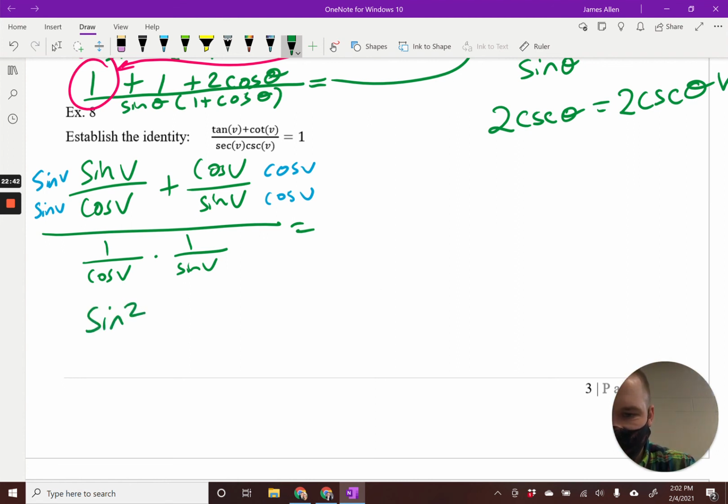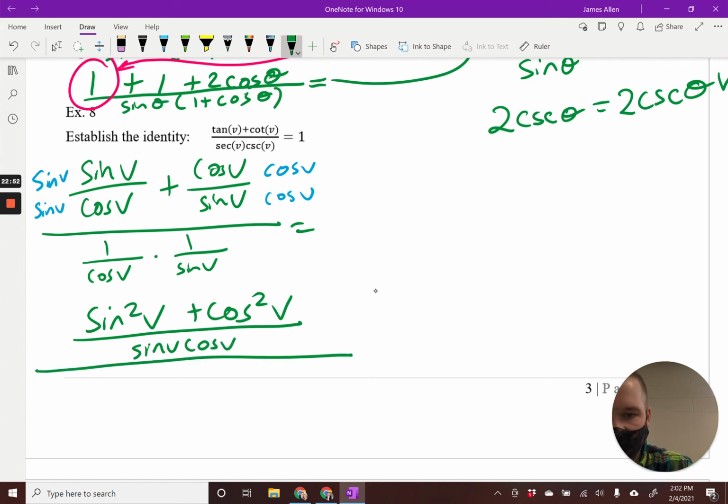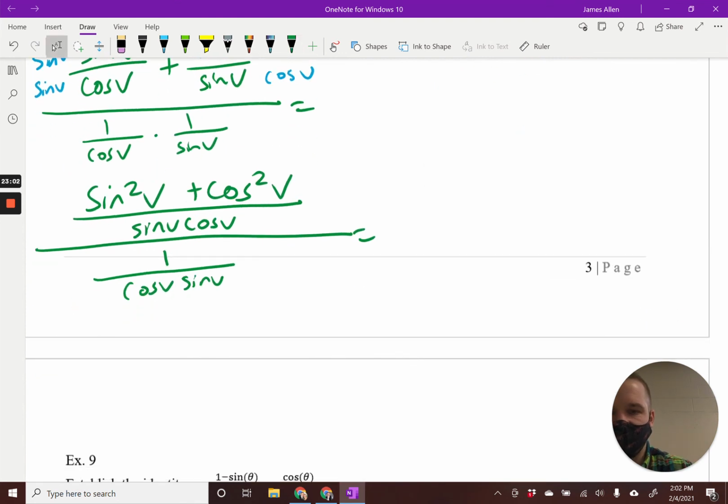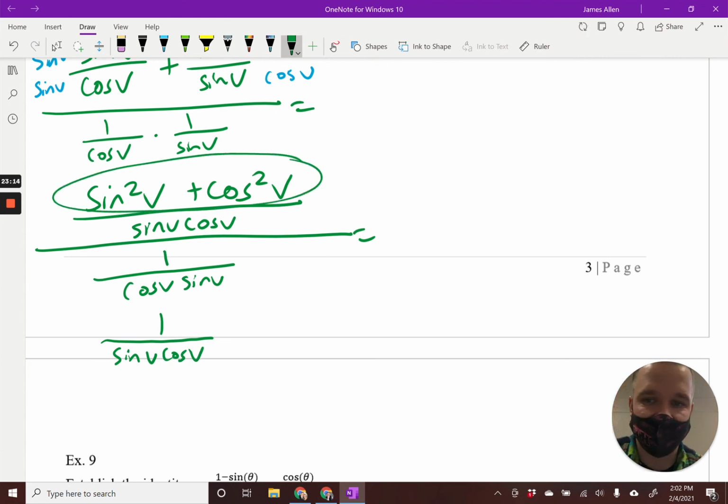So I have sine squared v plus cosine squared v over sine of v, cosine of v, all over 1 divided by cosine of v, sine of v. I'm seeing some real great stuff. So I'm going to have 1 over sine of v, cosine of v. This 1 came from my Pythagorean identity right there, right? Sine squared v plus cosine squared v is equal to 1.